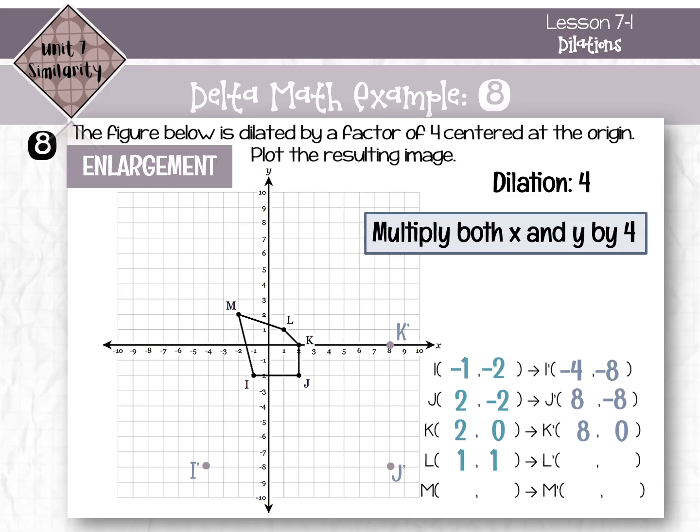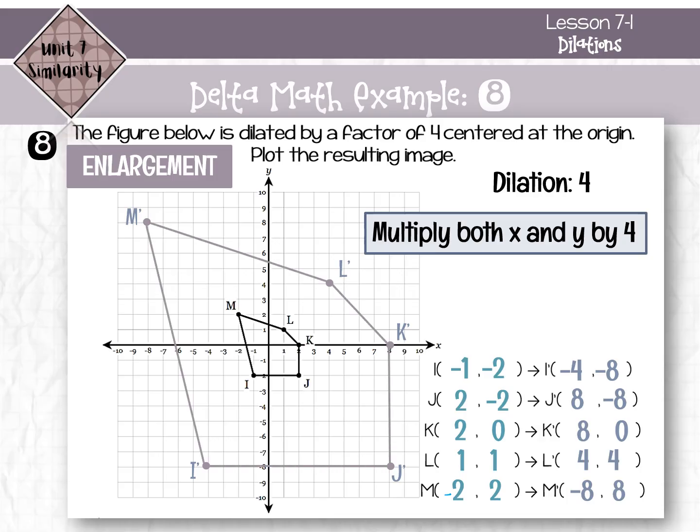We're at 8, 0. L is at the point 1, 1. Multiply the x and the y by 4. We're at the point 4, 4. M is at the point -2, 2. Multiply both the x and the y by 4. We're at -8, 8. And connect our dots. Should look the same, just bigger.